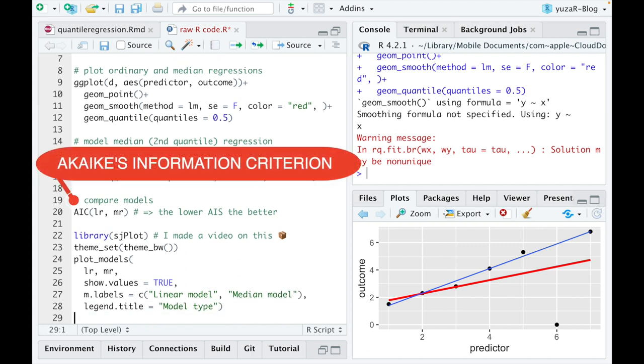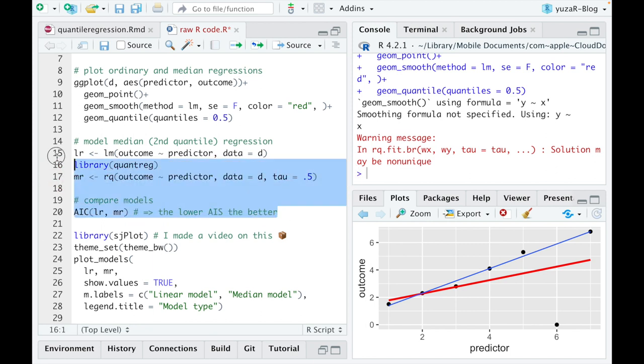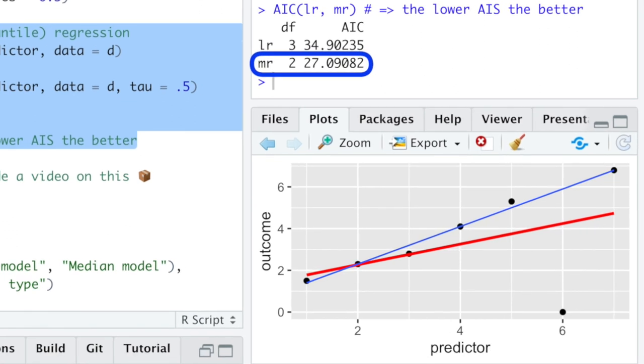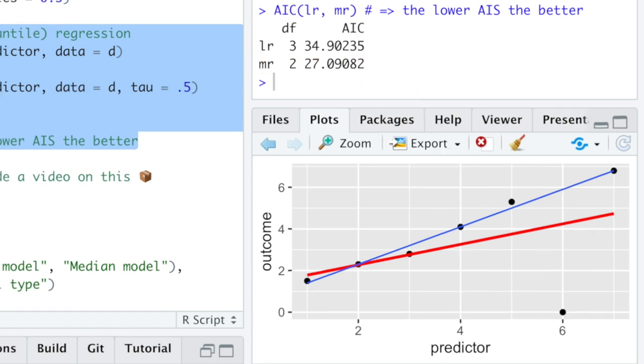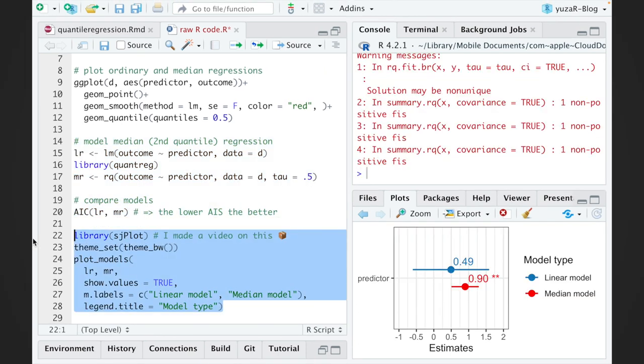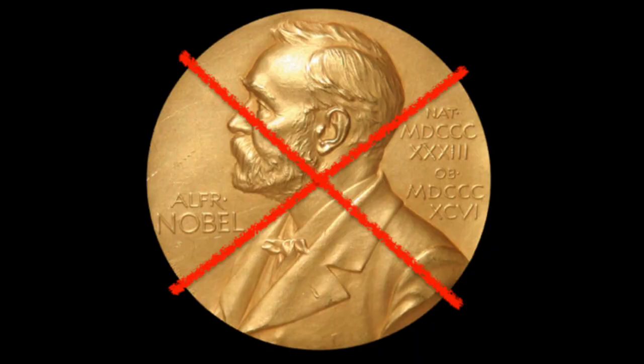The Akaike information criterion, AIC, measures such loss of information. Namely, the lower the AIC, the better the model. Thus, a lower AIC of quantile regression indicates a smaller loss of information from the data as compared to linear regression, making quantile regression a better model. Moreover, since the slope of linear regression is not significant while the slope of quantile regression is, using a wrong model could cost you an important discovery, so no Nobel Prize for you.